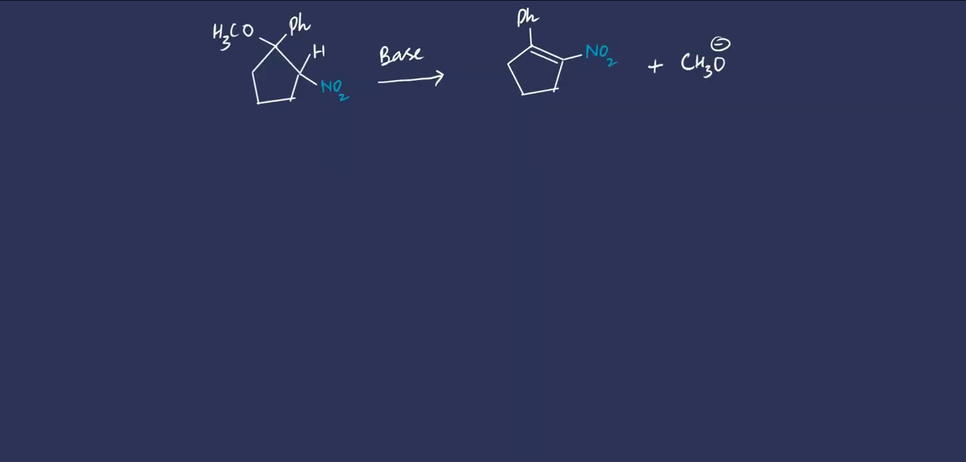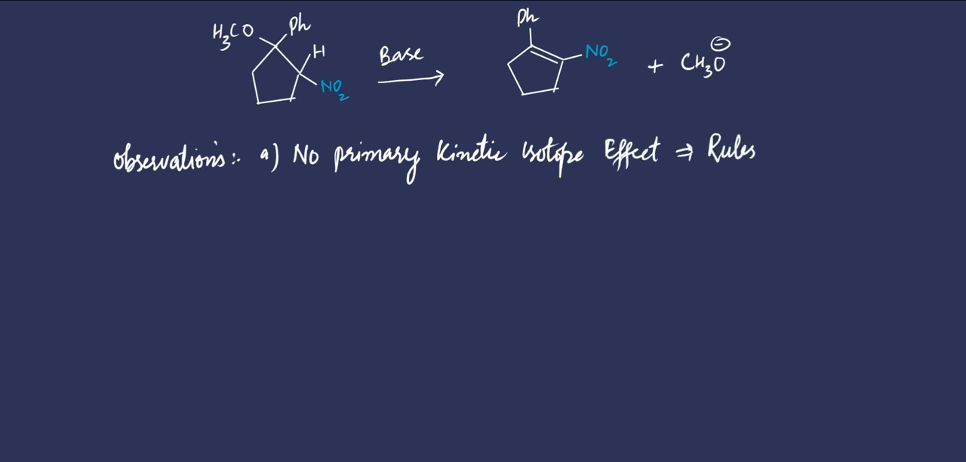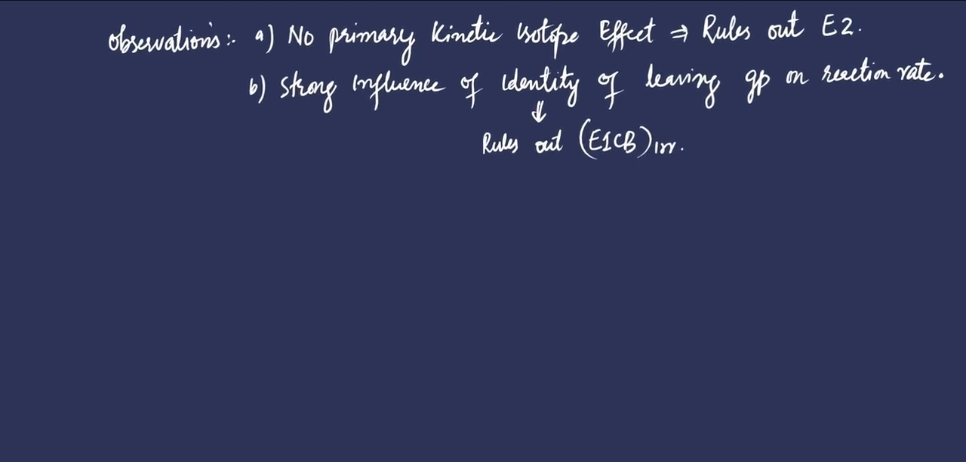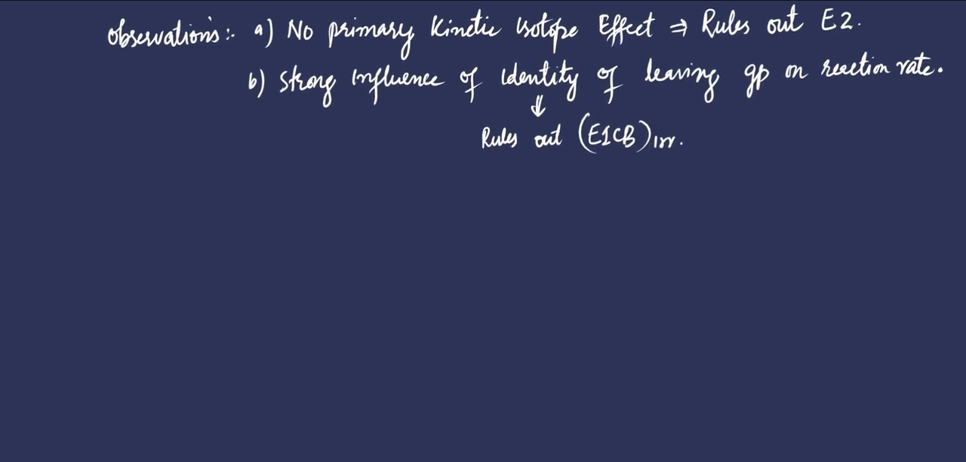Another case is this reaction, wherein base treatment leads to elimination. The first observation in this reaction was that no primary kinetic isotope effect was seen. This rules out the E2 mechanism, because E2 mechanism shows significant isotope effect. The second observation was that there was strong influence of the identity of the leaving group on reaction rate. This rules out the possibility of E1cB irreversible. Thus, it means deprotonation is not rate determining, but breaking of C-LG bond is rate determining, which is why leaving group identity influences the rate of elimination.